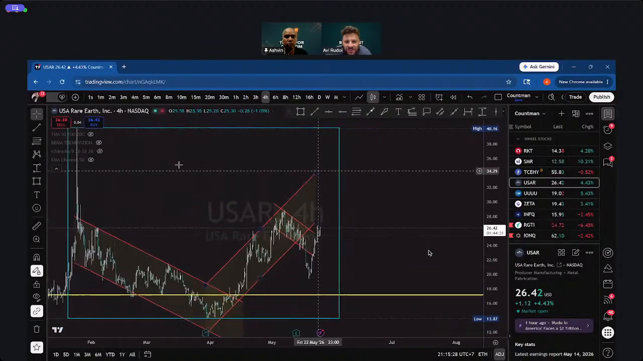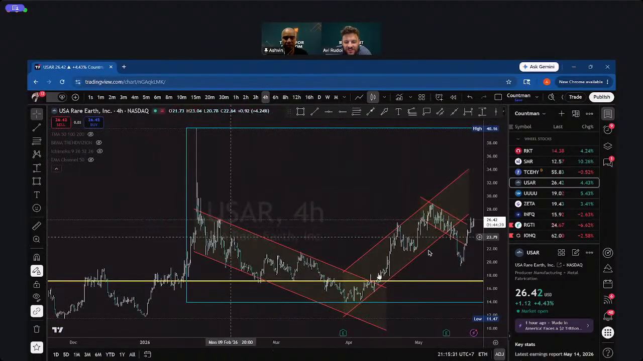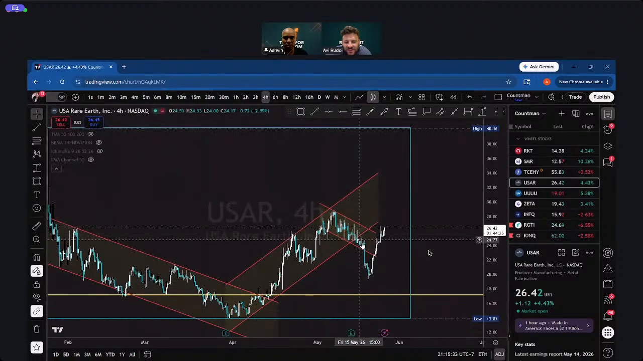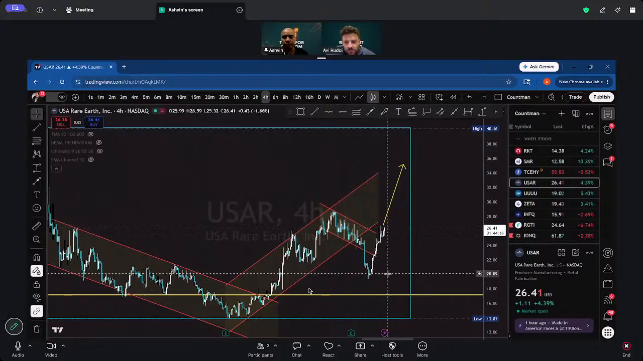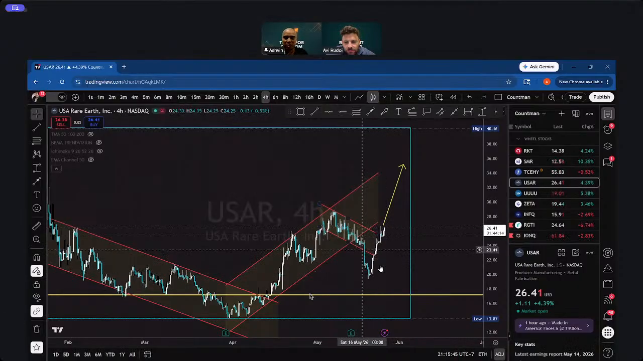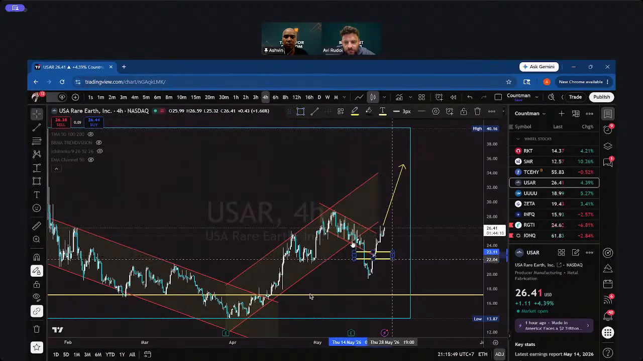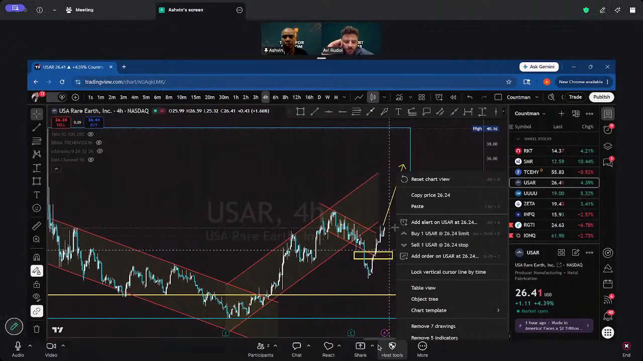USAR, same thing. It was very nice. Channel against the channel. Probably broke out of the channel very impulsively, then climbed back up. So USAR, we are expecting it to start going back up. But the only problem is it's slightly a bit risky because it broke out of the channel sharply. However, it broke out and came back in, so the plus point is okay.